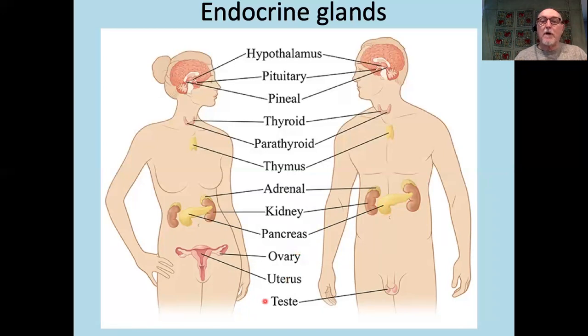The next group of endocrine glands are the sex glands, and they're the ones you'll know well: the ovary and the testis are both endocrine glands. They produce the major sex hormones. But you may not know that the uterus is also an endocrine gland. It also produces hormones, which we will hear a lot about when we talk about human reproduction. Okay, so those are the endocrine glands.